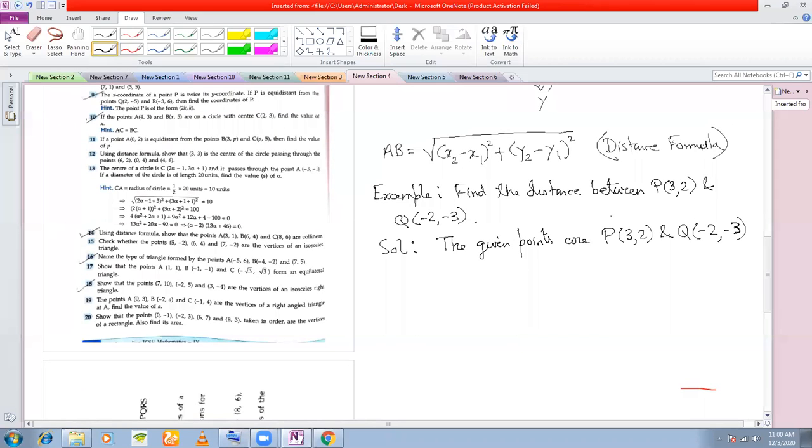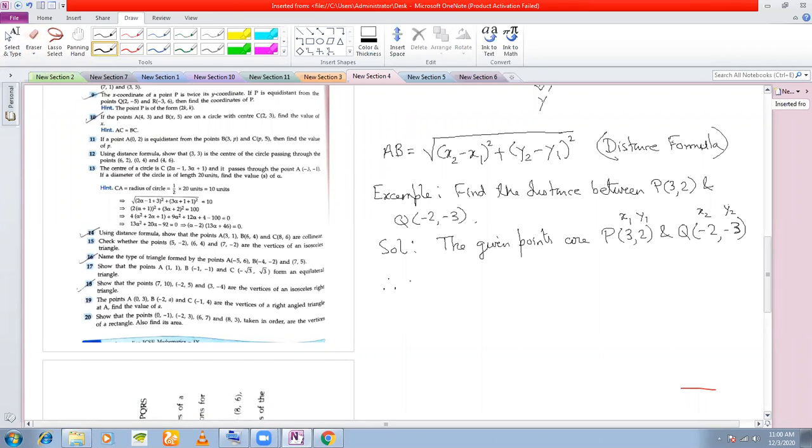Okay. Now we shall take this as our x1, y1 and this as your x2, y2. Or you can take this as your x2, y2 and this as your x1, y1 also. Any way you want. So let us consider the first coordinate as x1, y1 and the second coordinate as x2, y2. That is, P coordinates as x1, y1 and Q coordinates as x2, y2.